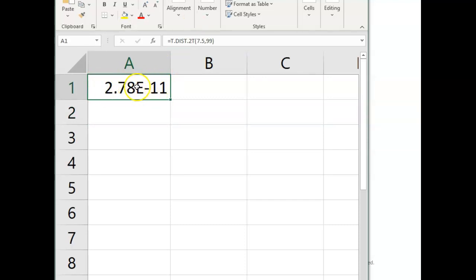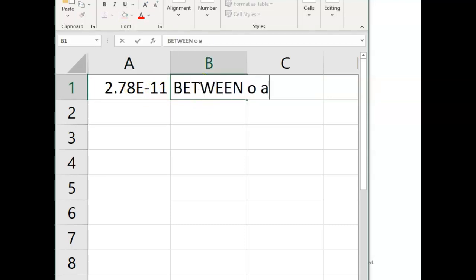But Excel returns the p-value in scientific notation. Remember, a p-value is a probability, so it has to be between 0 and 1. Probabilities are between 0 and 1. This number, 2.78, is incorrect if you think that's your p-value. Excel is saying in scientific notation, this E-11 means the decimal needs to move 11 spots to the left. Multiply by 10 to the negative 11th power. That's what the scientific notation is saying.